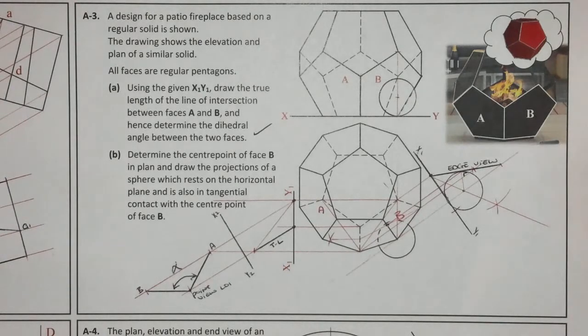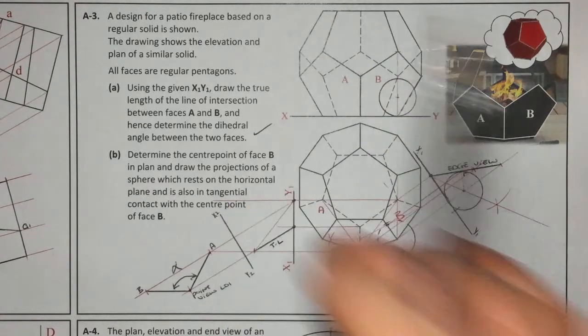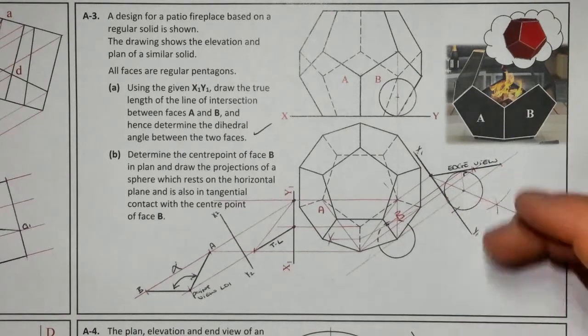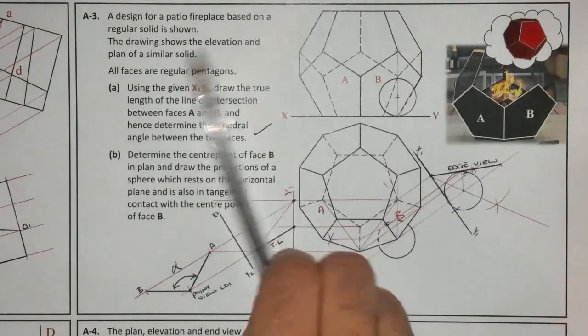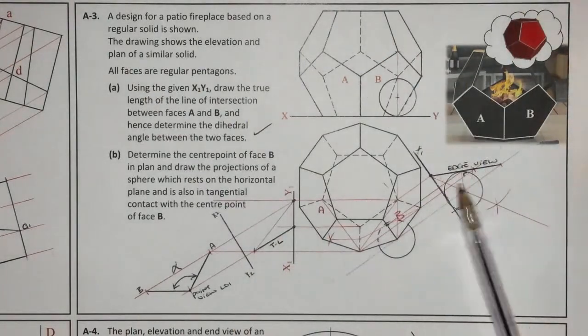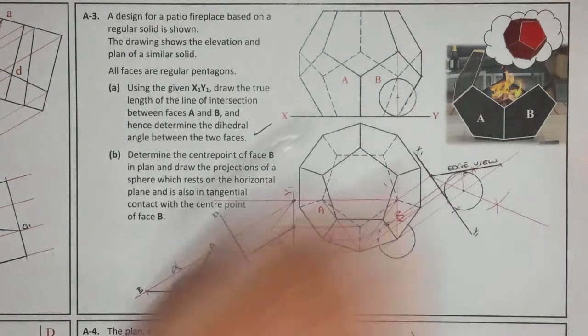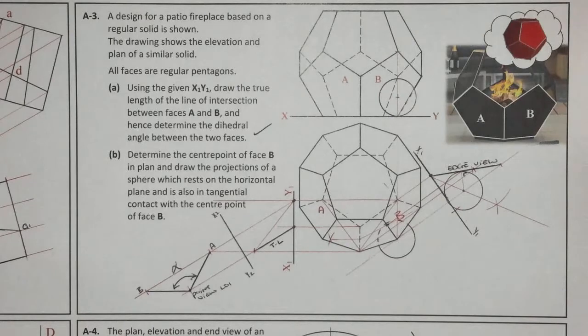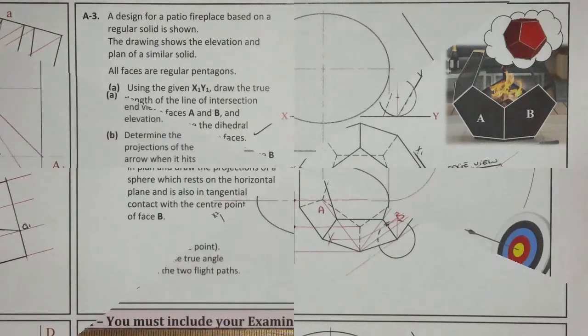So quite a bit in that one there, going from the dihedral angle to a bit of solids in contact, where we had to take an auxiliary, another auxiliary, and then an auxiliary here to get edge views, point views, edge views, true lengths. Okay, so quite a good bit of understanding in that one. So what we're going to do now, guys, is move on to the final problem here at the bottom of the page, question A4.